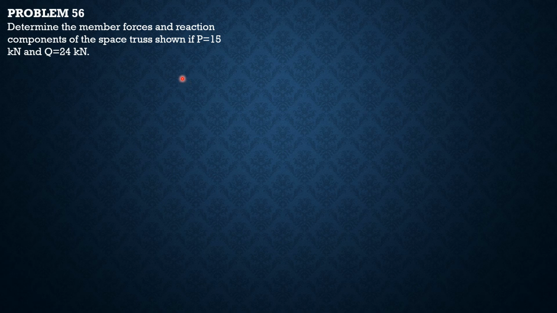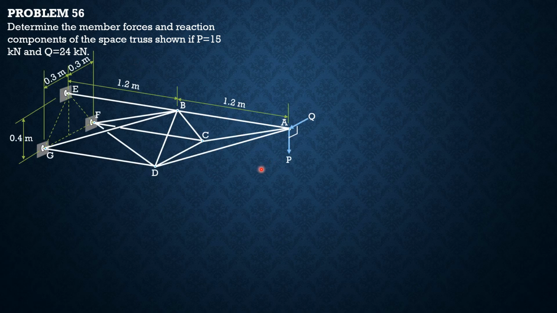Okay, let's have the solution to example 56. Determine the member forces and reaction components of the space truss shown if P is 15 kilonewtons and Q is 24 kilonewtons. So let's compute distance AD, which is equal to distance AC, PG, and BF. So square root of 1.2 squared along X, 0.4 squared along Y, then 0.3 squared along Z. So 1.3 meters.